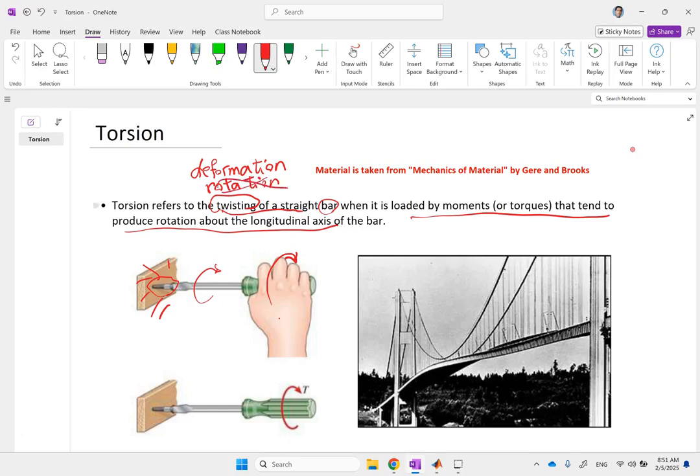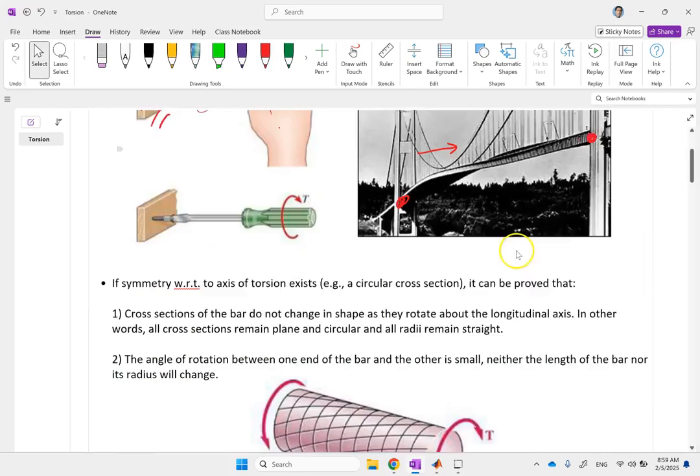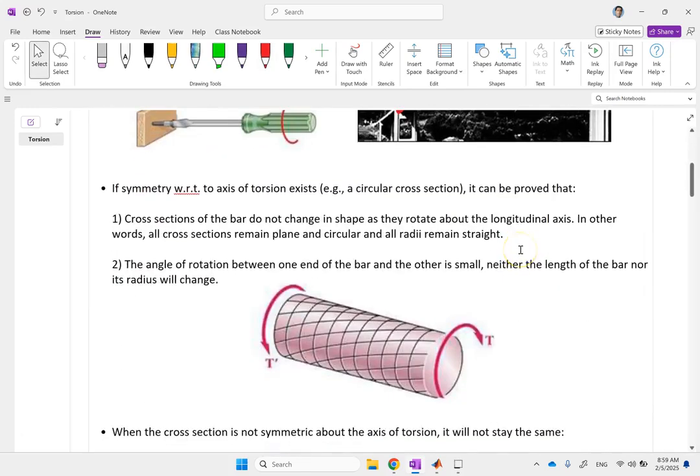That is twisting. Or you can look at this other example of the famous Tacoma Narrows bridge, where the structure here is fixed on both ends, and then in the middle you have basically the wind coming in and creating this mode of torsion, which caused the bridge to collapse. So the thing that we're going to study in this video are objects that are with circular cross section.